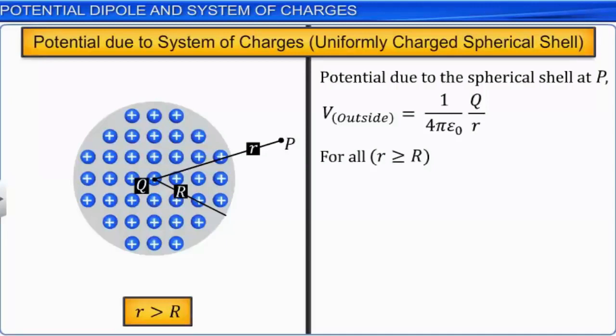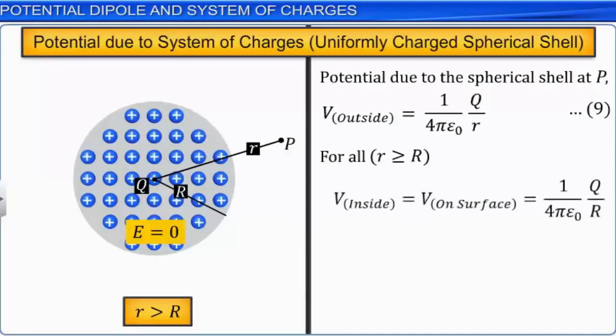Since the electric field strength E for all points inside the spherical shell is 0, the electric potential has to be constant for all such points. The electric potential at any such point which is inside the surface will be equal to the potential on the surface, and will be equal to 1 by 4 pi epsilon naught Q by r.